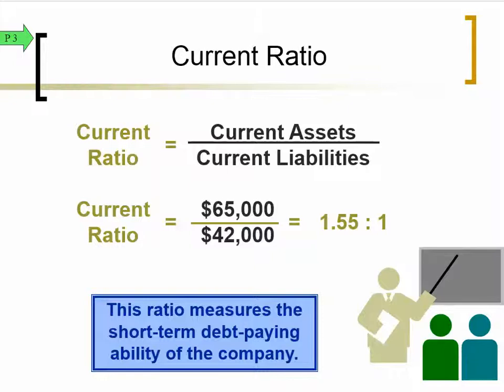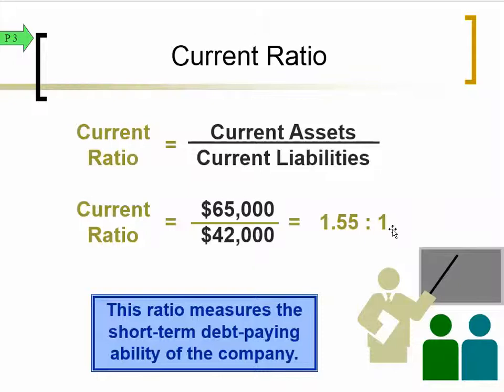Current ratio is probably the most significant measure of a company's ability to pay its current obligations. And that's just taking current assets divided by current liabilities. In this particular example, the ratio is 1.55 to 1. That means they have $1.55 in current assets to pay every dollar in current liabilities.